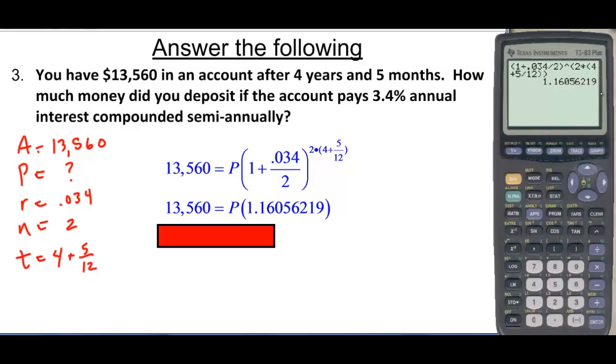Now I wrote it all out here. This decimal just keeps going on, so I don't want to round even though I went out quite a few decimal places. I'm just going to leave it in my calculator, but now I need to get P by itself. To do that I have to divide by this. So I'm going to take my 13,560 and divide by this answer. To do that I'm going to hit second, negative, and then hit enter, and I'm going to get an answer of $11,683.99. And that's how much I had to put into the account in order to get $13,560 after 4 years and 5 months.